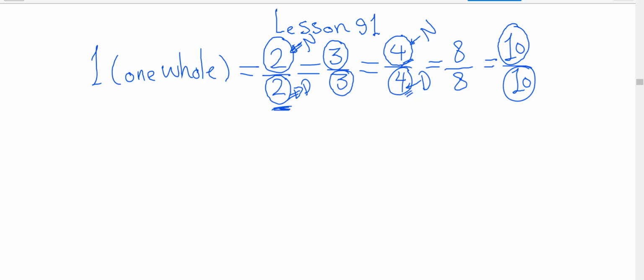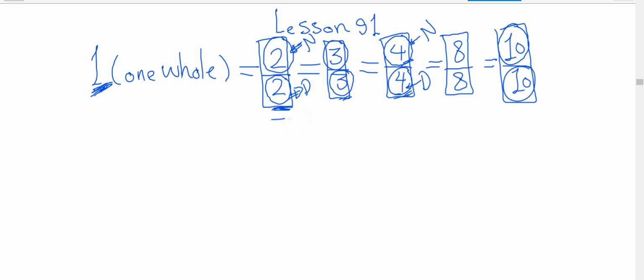2 over 2 equals one whole, and 3 over 3 equals one whole. 4 over 4 equals one whole, and 2 over 2 equals 3 over 3 equals 4 over 4 equals 8 over 8 equals 10 over 10. So the fractions are equal to one whole and equal to each other. So these fractions are called equivalent fractions.